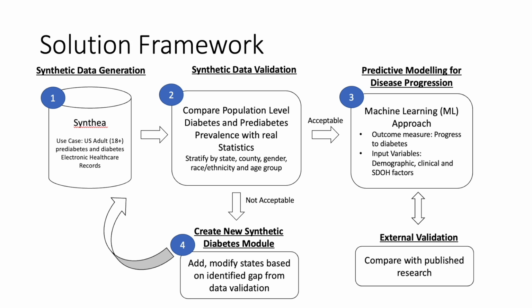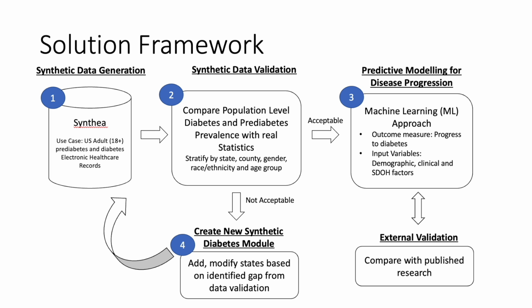First, we use Synthea to generate synthetic data. Second phase is synthetic data validation. Initial data output is validated using real prevalence. The data is stratified and validated in multiple levels by state, county, as well as by gender, race, ethnicity, and age groups.